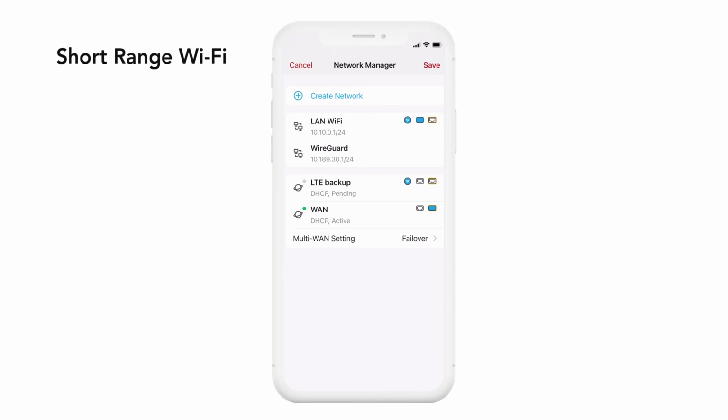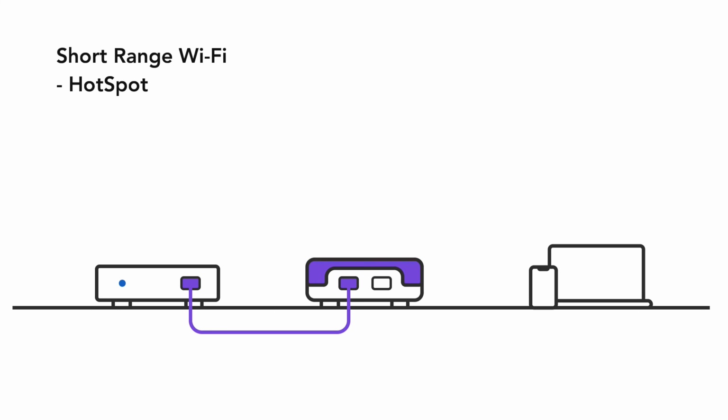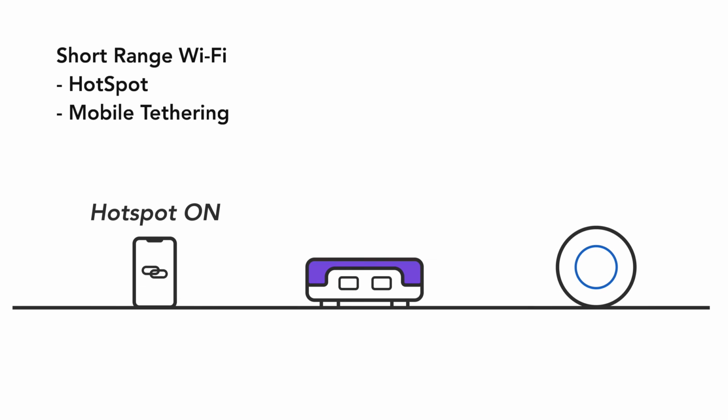To make the Purple even more attractive, we've added a short-range Wi-Fi. Other than using the Wi-Fi interface as a simple access point protected by the Firewalla, you can also use this Wi-Fi to tether to your mobile phone and provide internet access to your home or work as a backup.